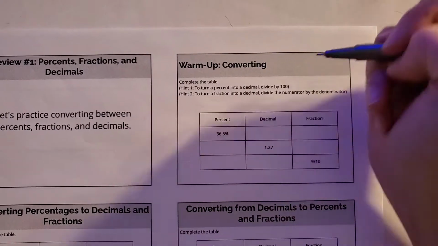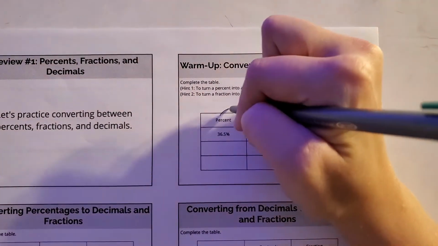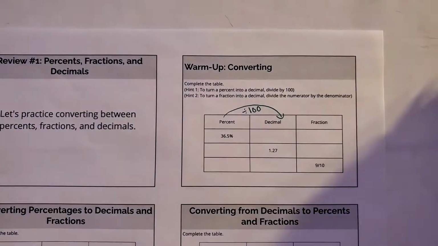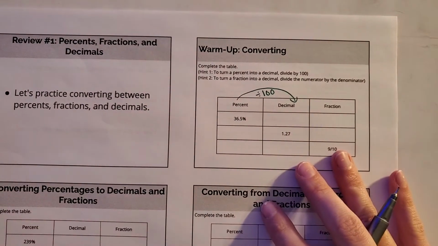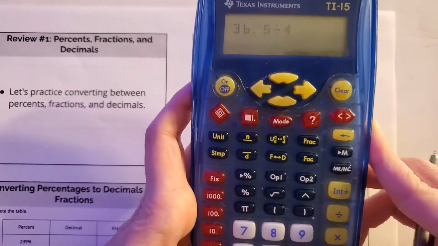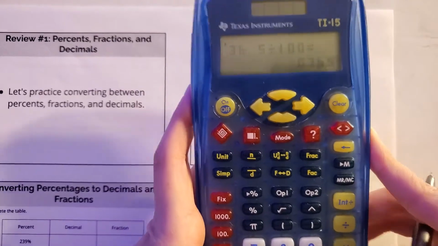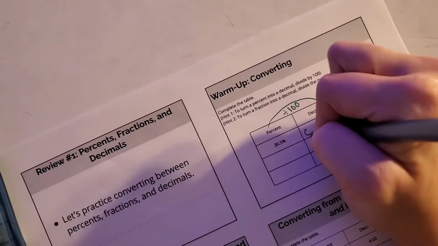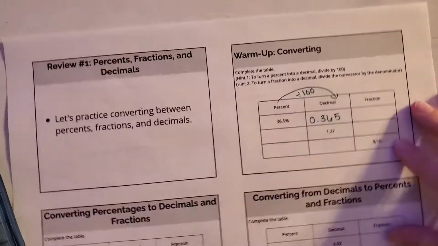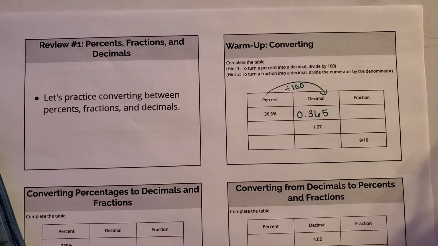Okay, so to turn a percent into a decimal, it says that we need to divide by 100. So 36.5 divided by 100 is going to be 0.365. So that is my decimal. Now I want to turn it into a fraction.